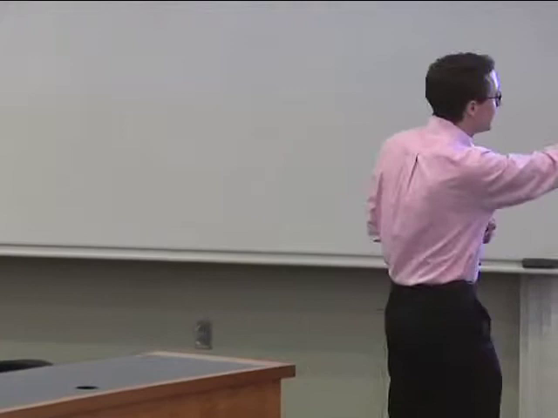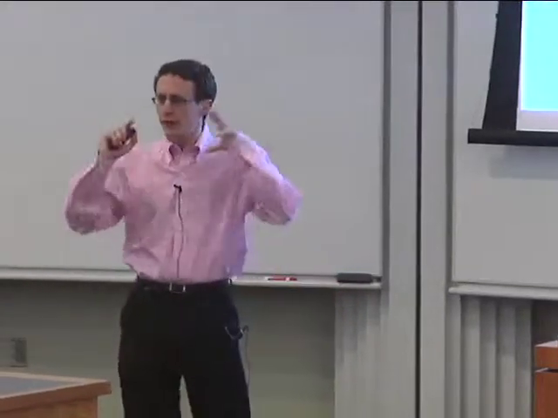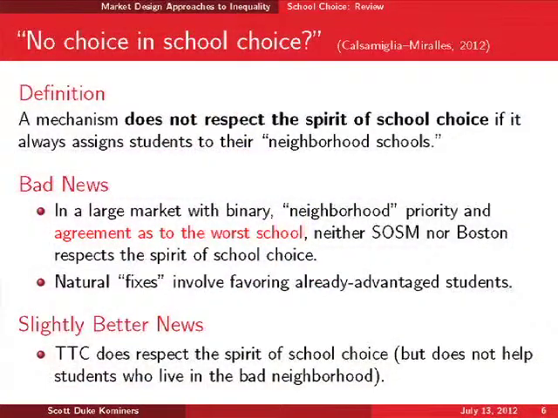OK. And we ended with this story, where at least for a particular stylized model, no mechanism that we see used a lot, so neither the student optimal stable mechanism, which we like for a lot of reasons, or this Boston mechanism, which is still used in many places, although not nearly as many as it was before, none of them actually enable any choice for the students in the bad neighborhoods. You get stuck in the bad neighborhoods, and even top trading cycles, while it allows the students in the good neighborhoods to trade around, they still keep all of the students in the bad neighborhood in the bad neighborhood.